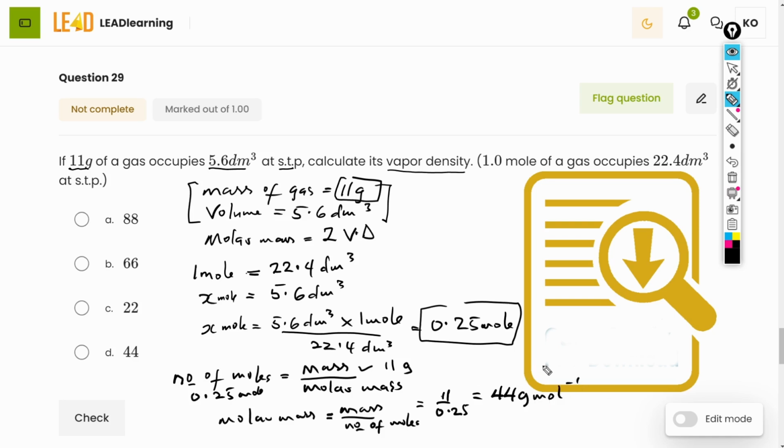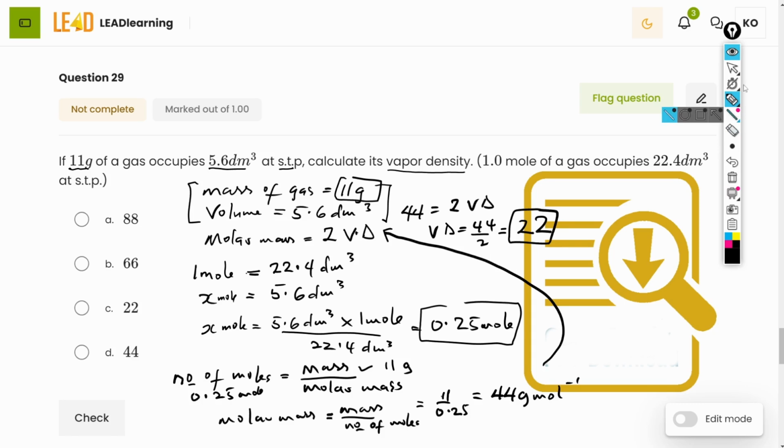Now let's go back to the formula that connects molar mass to vapor density. If molar mass is equal to twice the vapor density, it means that 44 is equal to 2 Vd, vapor density, and therefore vapor density is equal to 44 divided by 2. So that gives us 22 as our answer. Let's check our options where we have 22. The answer is option C.